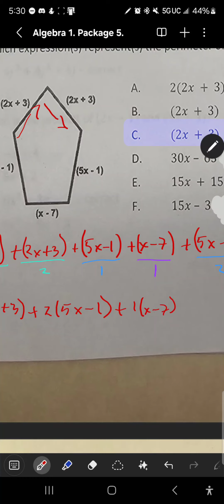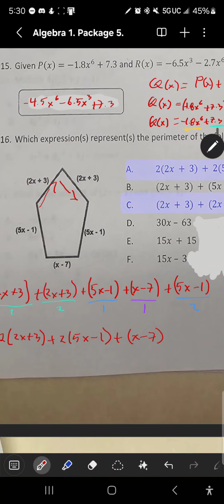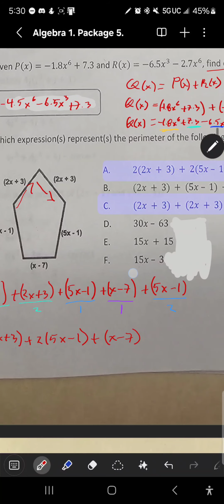Now 1 times x keeps being x, so we can just take it away and leave x minus 7, because it's only 1. And that's the same as A. Now B doesn't make any sense because it's only adding 3 sides, like this one, this one, this one.